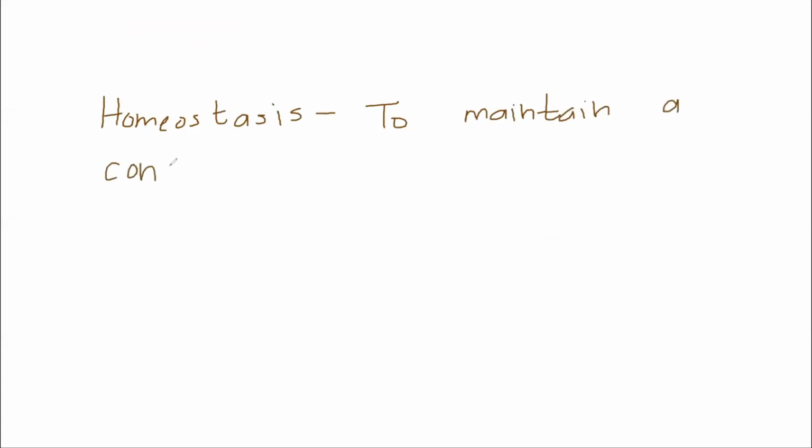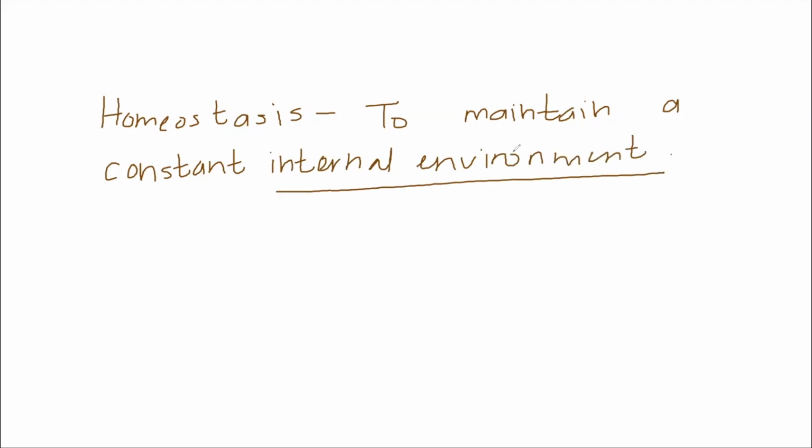Now, firstly, you must know that homeostasis, a very important definition we learned with the endocrine system, is to maintain a constant internal environment. Now, when we talk about the internal environment, we are talking about the cells. We are talking about the cells.